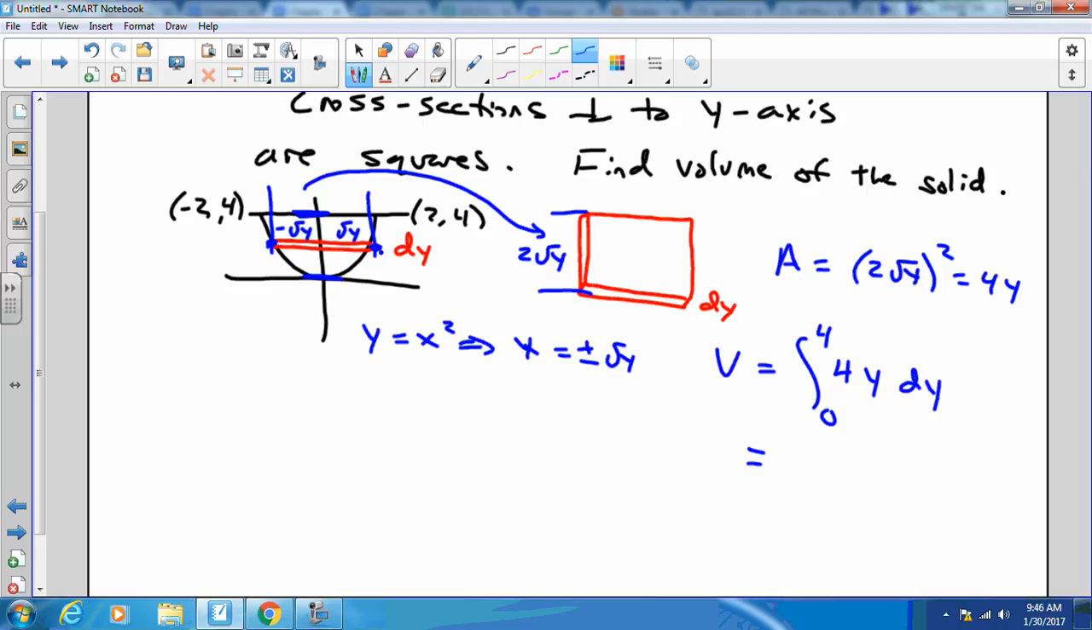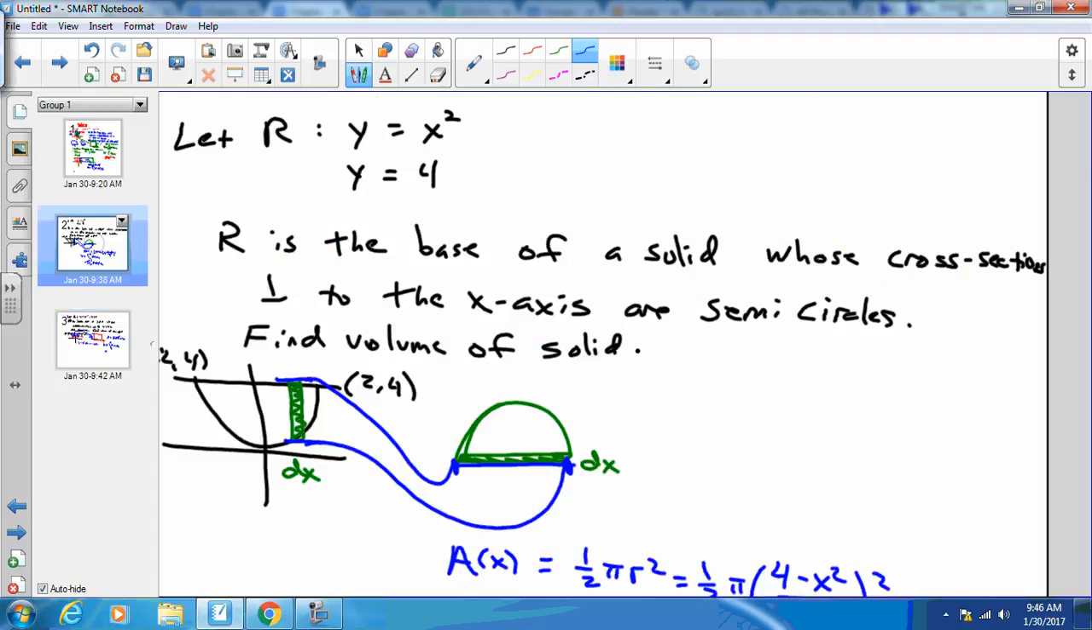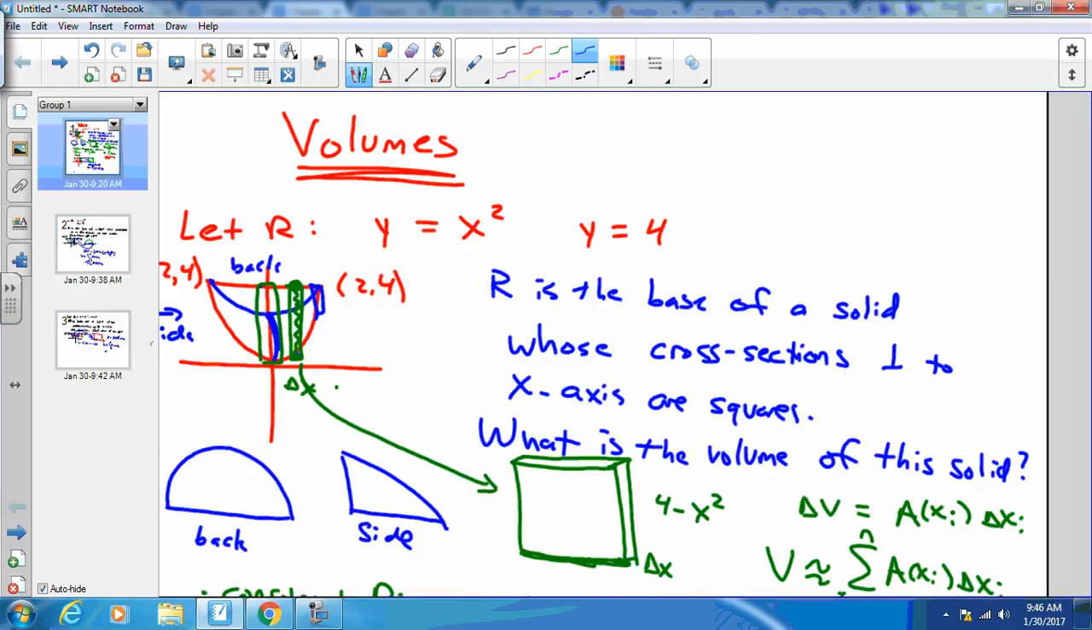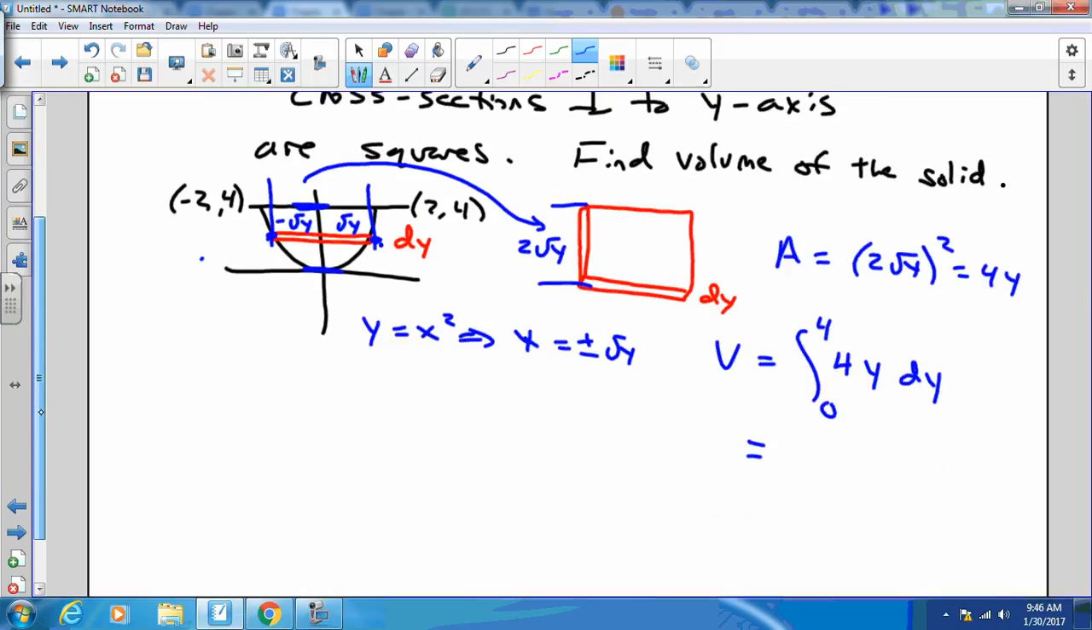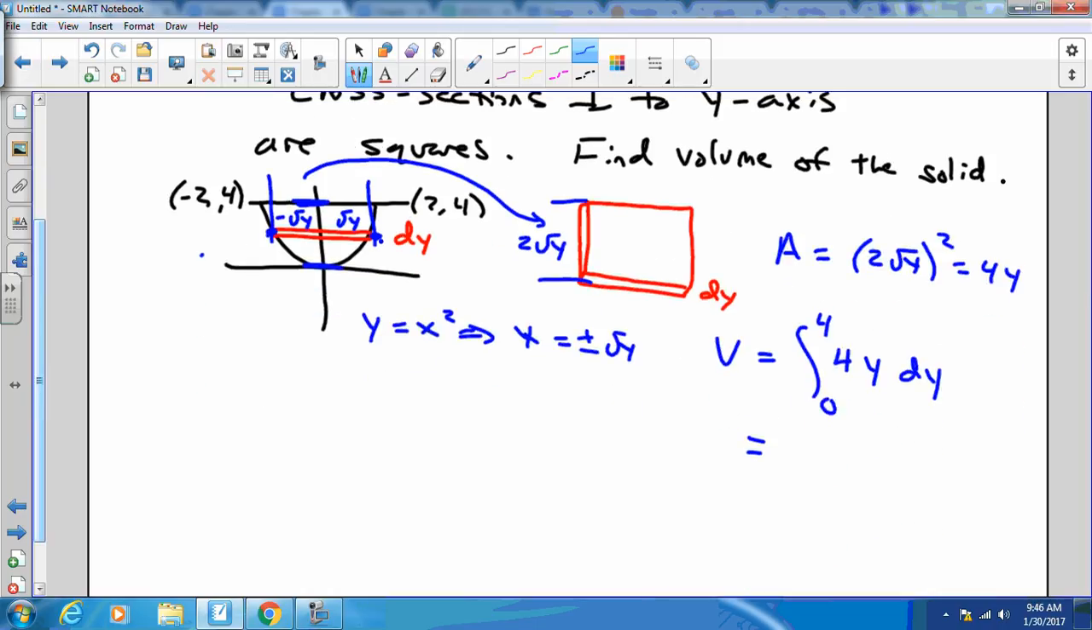I'm not going to go through the computations, but when I do, the number that I get for this computation right here will be different than the number that I got for this computation right here, because I have different solids. So that's cross sections, and it's relatively easy to set up. You remember last year we struggled with how to visualize this.